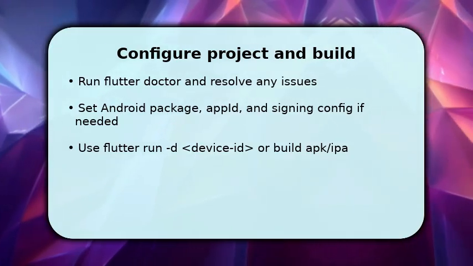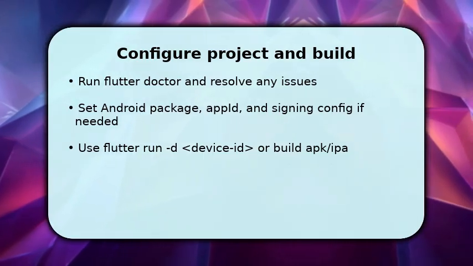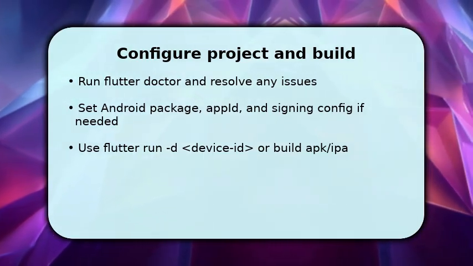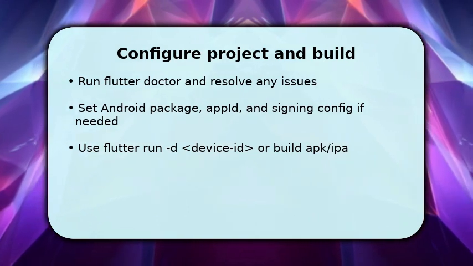Then run flutter run -d device ID for a quick deploy, or flutter build apk or appbundle to create artifacts. Make sure the phone stays unlocked during install. Background locks can abort installs.